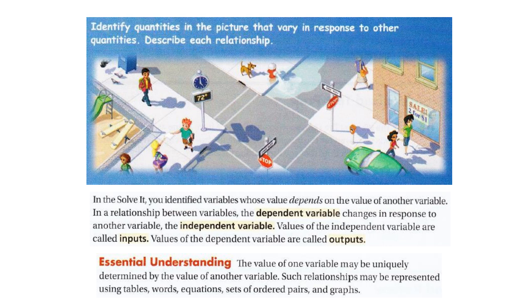Describe each relationship. It says in the solve it, you identified variables whose value depends on the value of another variable. In a relationship between variables, the dependent variable changes in response to another variable, the independent variable. Values of the independent variable are called inputs. Values of the dependent variables are called outputs.